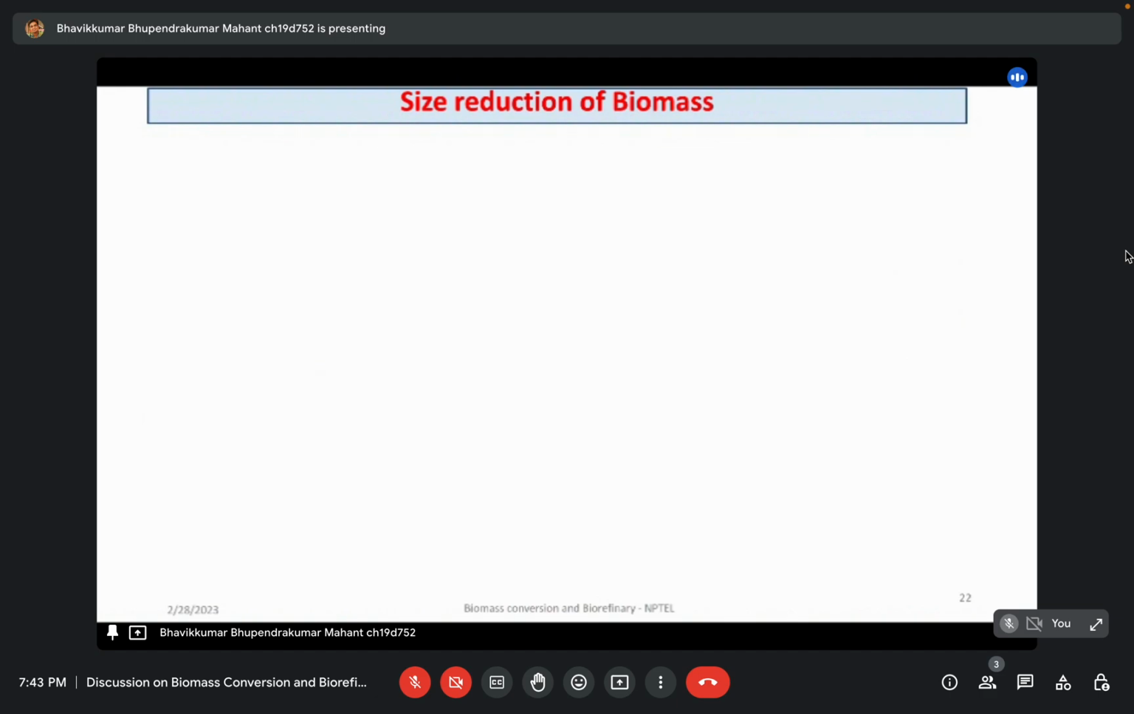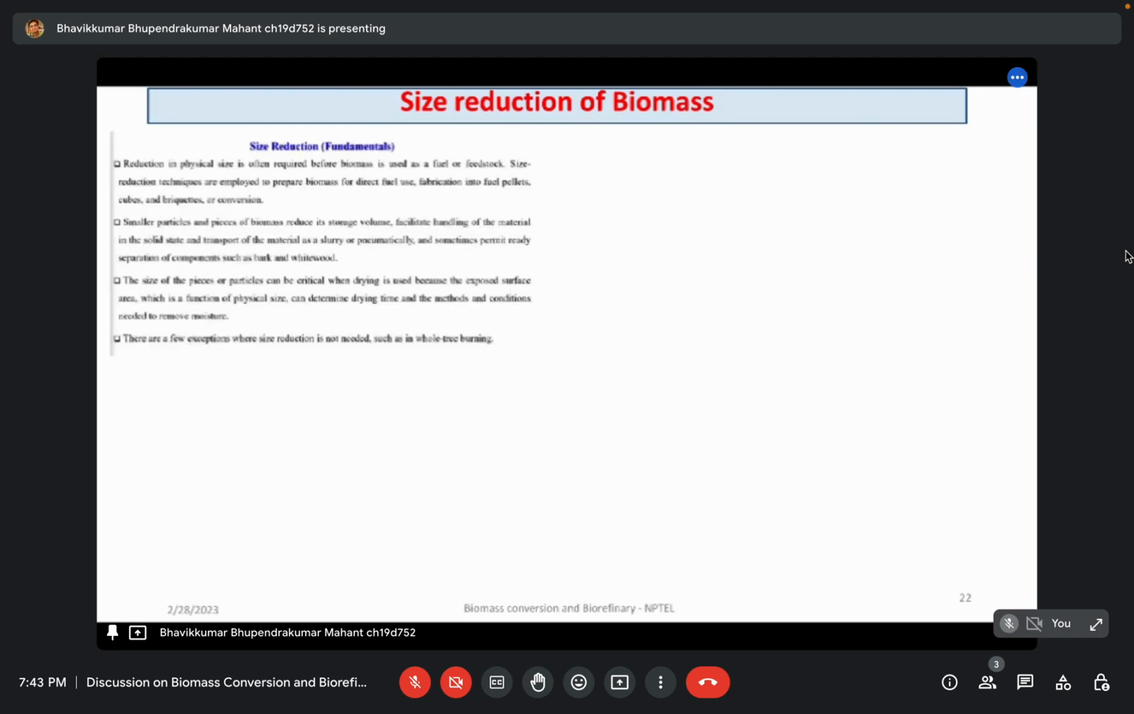So why is size reduction required? If you process a bigger size, suppose 1 foot by 1 foot, then it has very little surface area. If you convert it into 1 centimeter by 1 centimeter, then there are so many parts and the surface area increases, which helps to process this biomass in an efficient manner. Some professors say that if you talk about the fundamentals of size reduction, the reduction of physical size is often required.